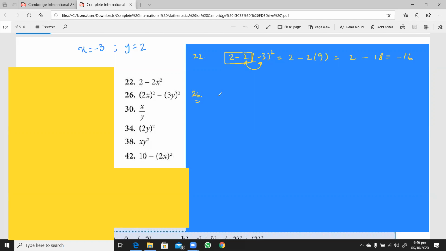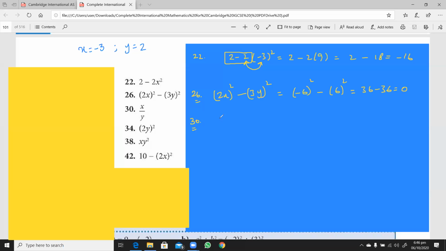Now the 26th, that is 2x square minus 3y square, okay? So if x is minus 3, 2x is going to be minus 6. And if y is 2, 3y is going to be 6. So this is 6 square. So that is going to be 36 minus 36. So that is going to be equal to 0. Okay. Yeah, please ask me if there is any problem.